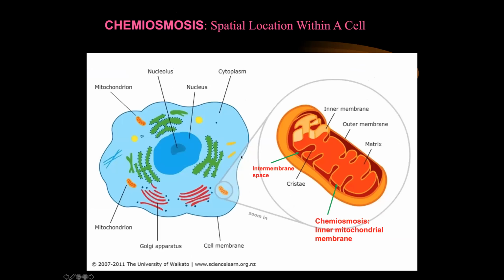Well, where does it happen in a cell? Well, here's a cell, here are the various organelles, and here is the mitochondrion. So you take a closer look at the mitochondrion. There is an inner membrane, an outer membrane, a matrix, and the chemiosmosis occurs in this inner mitochondrial membrane. So the electrons are transferred from carrier to carrier within the membrane. Protons are transferred from the matrix outside, and then when they go back across the membrane by chemiosmosis, they generate ATP.